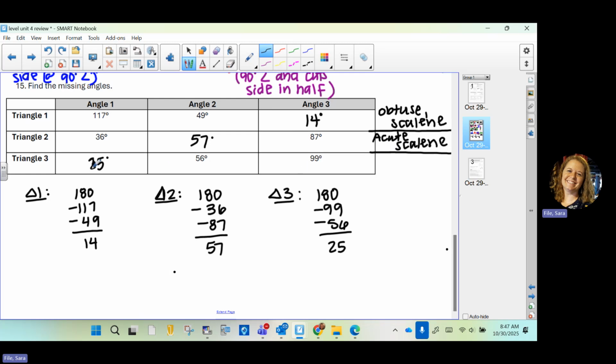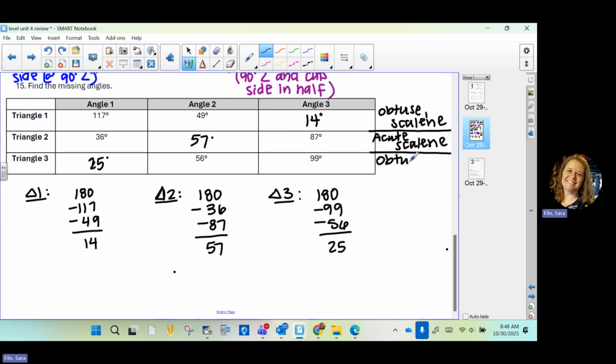And then this last one, are any of these 90? Well, not exactly 90. So none of them are 90 exactly, but this one's bigger than 90. So what is it again? Obtuse. And are any of them the same? No. So this is another obtuse scalene.